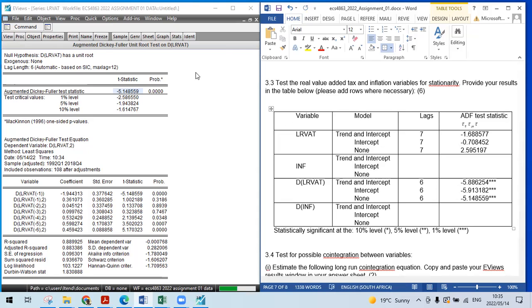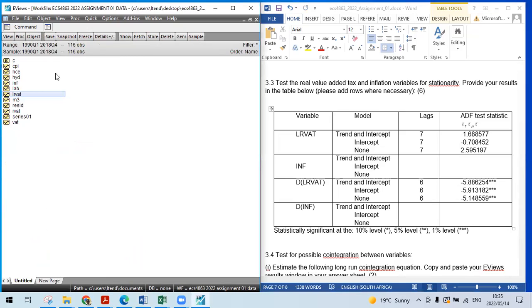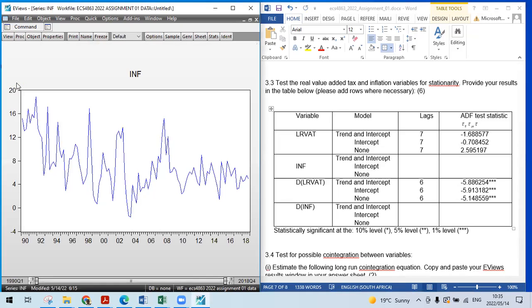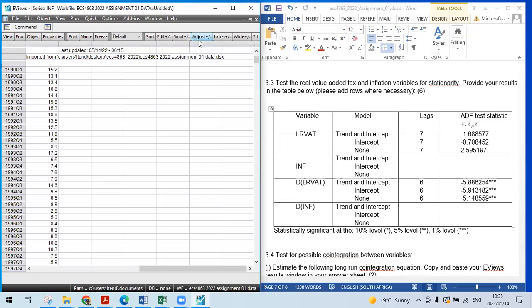We move on to our inflation. Where is inflation? It's here. Are we going to log it? No. Why? Because it contains some negative numbers somewhere. We're fine with this. This is the graph that we once opened. To go back to where we were, we just click on sheet here. This is what we have.